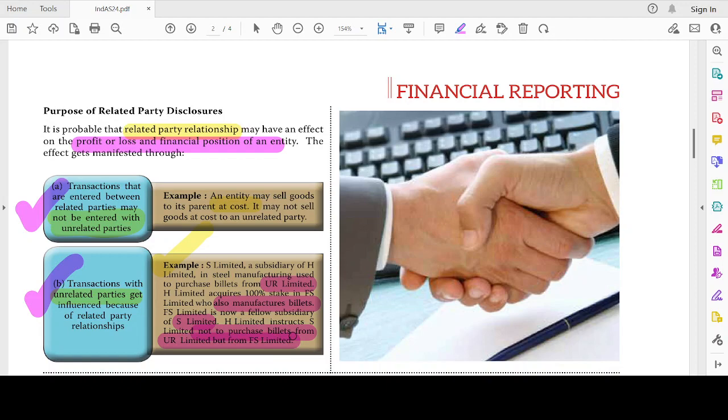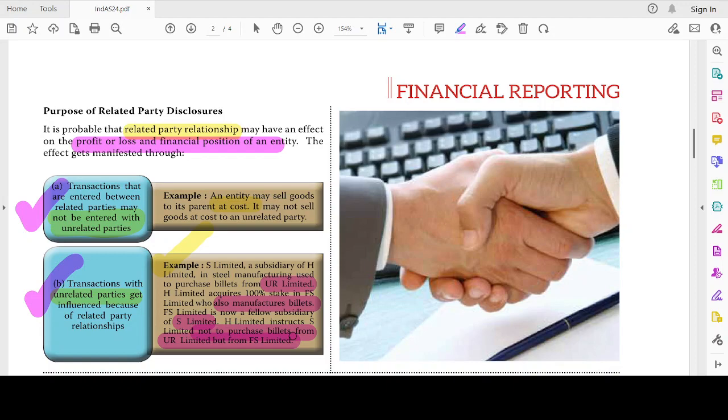This is like, okay, I am S Limited. I'm a subsidiary of H Limited. For now, I am going to purchase my requirements from UR Limited. What has happened during the year is that H Limited has acquired a 100% stake in FS Limited. That company is also manufacturing similar products which I'm going to purchase from UR Limited.